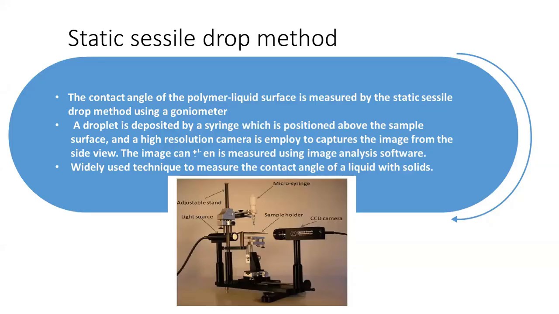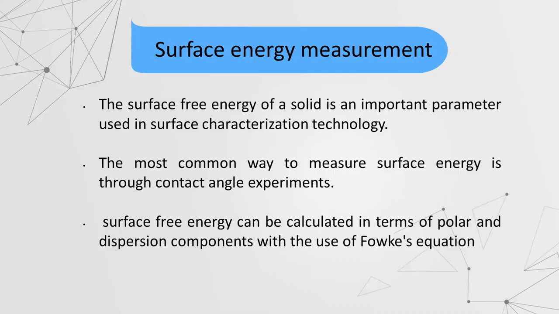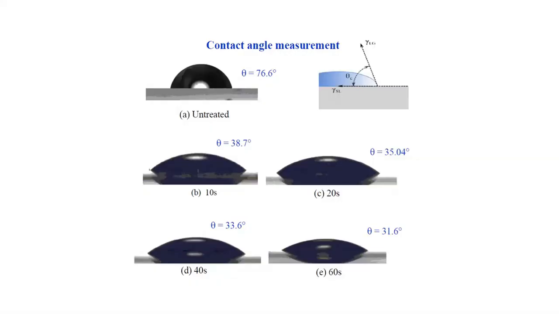The contact angle of the polymer liquid surface is measured by the static sessile drop method using a goniometer. We can see the goniometer on our screen, and this technique has been used widely to measure the contact angle of liquid with solid. And for surface energy measurement, the surface free energy can be calculated in terms of polar and dispersion components with the use of Fowkes equations.